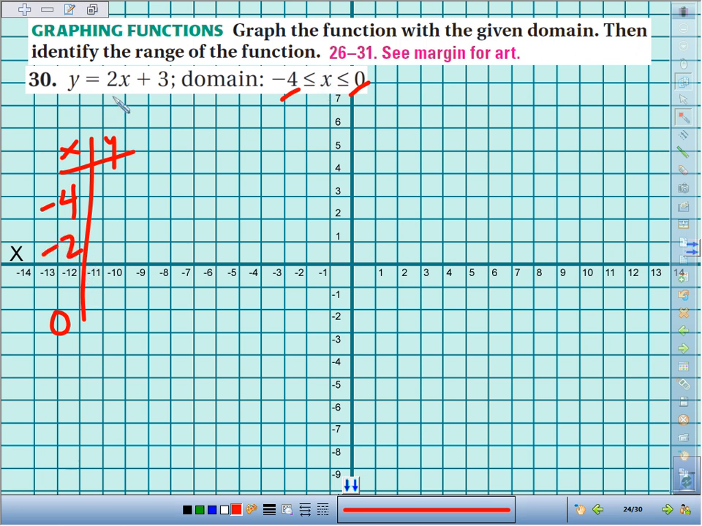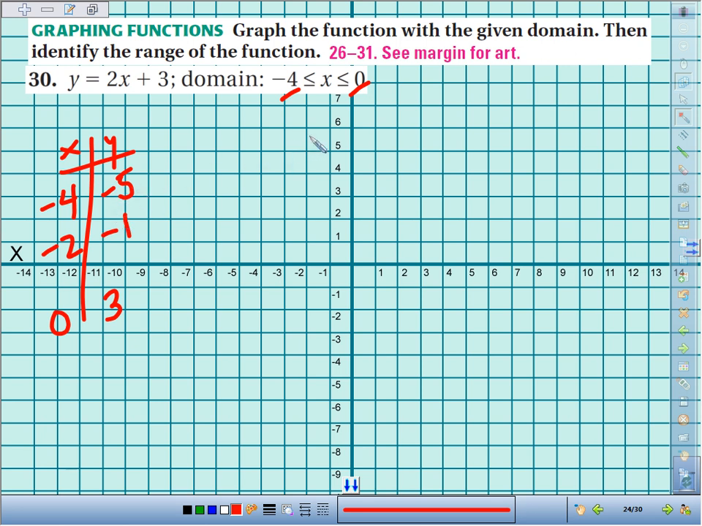Let's calculate our y values now. If we plug in -4 for x, 2 times -4 is -8. -8 plus 3 makes -5. 2 times -2 makes -4. -4 plus 3 makes -1. And if we plug 0 in for x, 2 times 0 is 0, plus 3 makes 3. I like to use 3 points because, again, if they all line up, chances are I graphed it correctly.